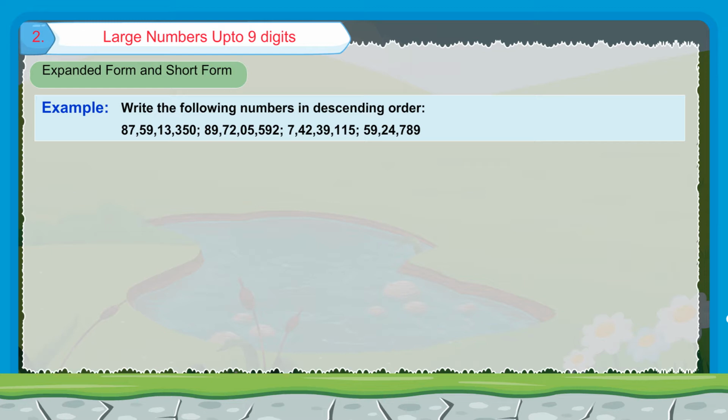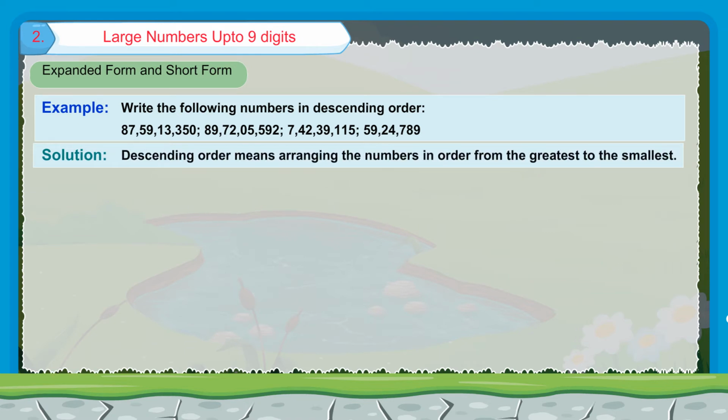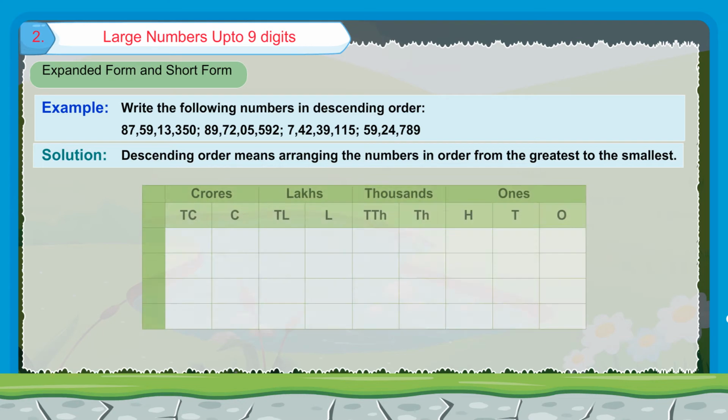Example. Write the following numbers in descending order. 87,59,13,350. 89,72,5,592. 7,42,39,115. 59,24,789. Solution. Descending order means arranging the numbers in order from the greatest to the smallest.